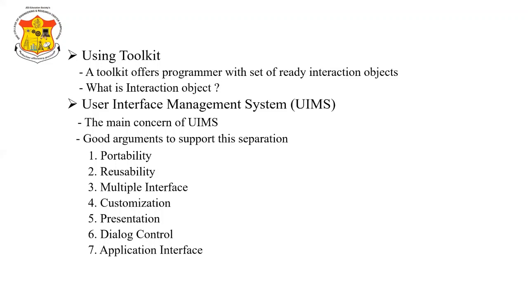So first is portability. To allow the same application to be used on different systems, it is best to consider its development separate from its device dependent interface. Second one, reusability. The separation increases the likelihood that components can be reused in order to cut the development cost.